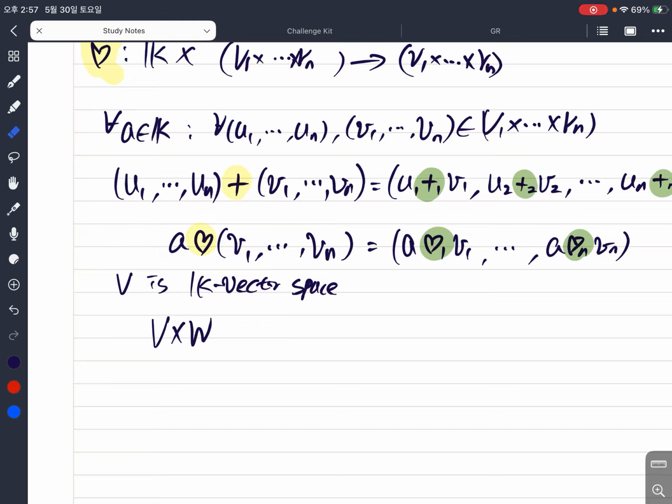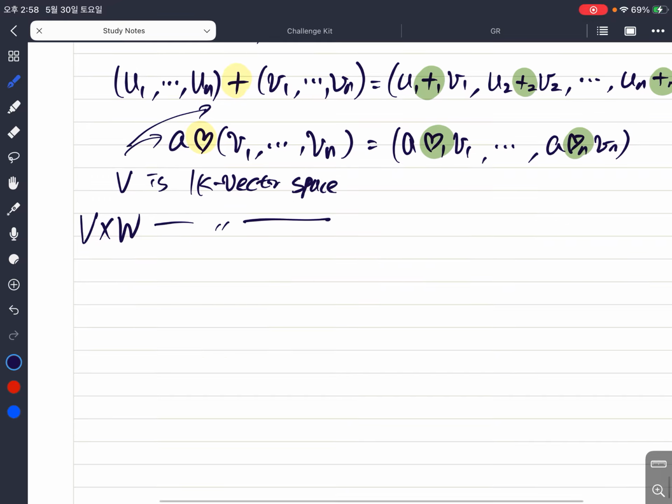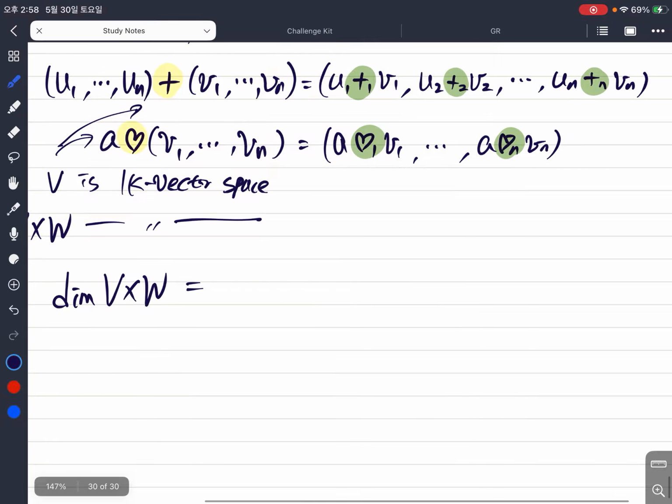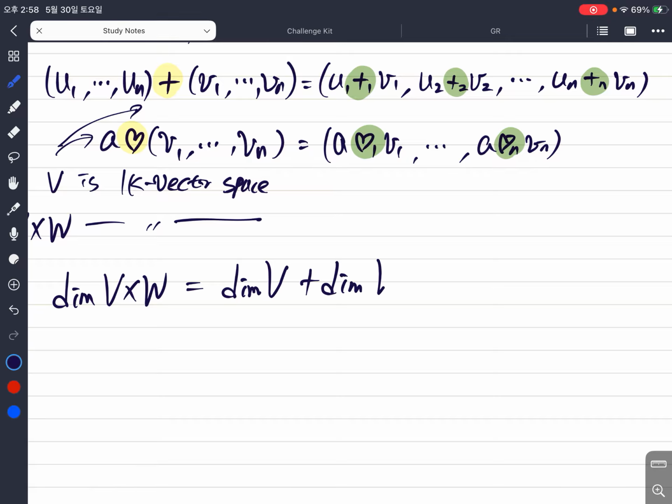It means that we assume there is addition and scalar multiplication defined like this. And because this is a k vector space, we can talk about the dimension of V times W. It is simple because it is an ordered pair. We can say that it is the dimension of V times the dimension of W, because it is some V times 0 plus 0 times W.